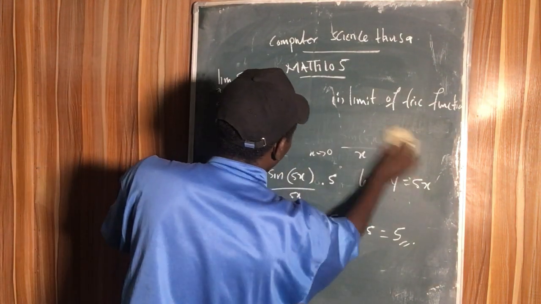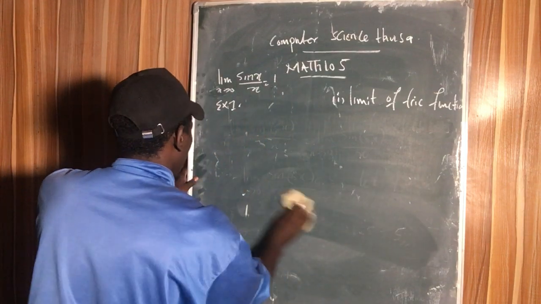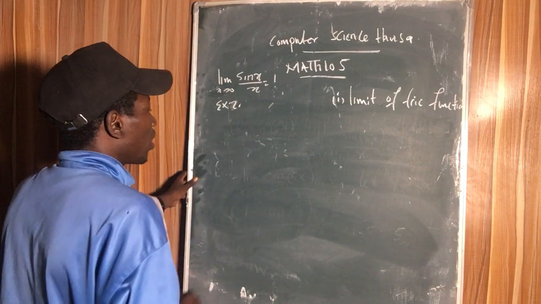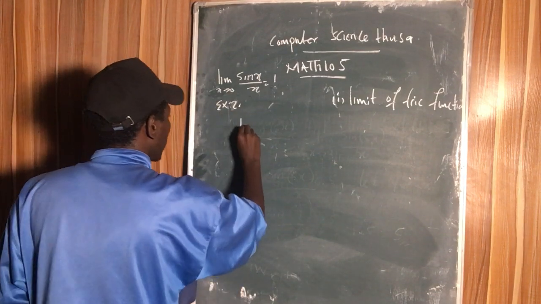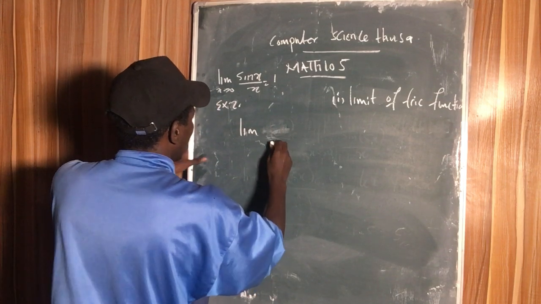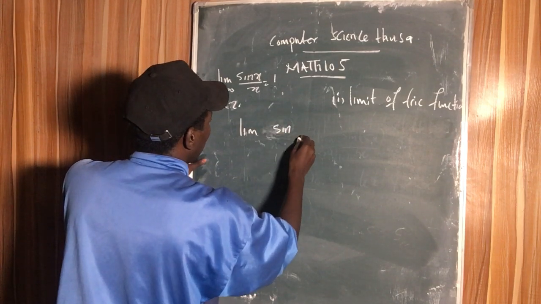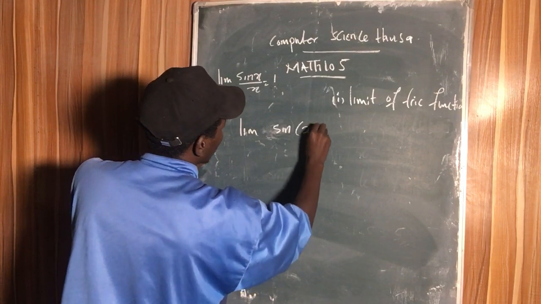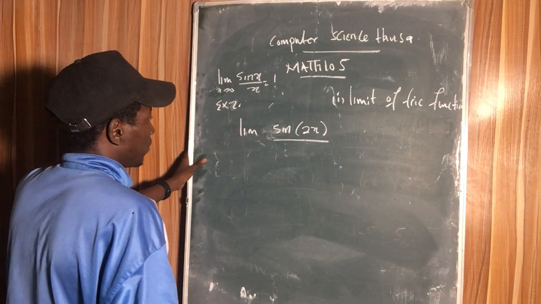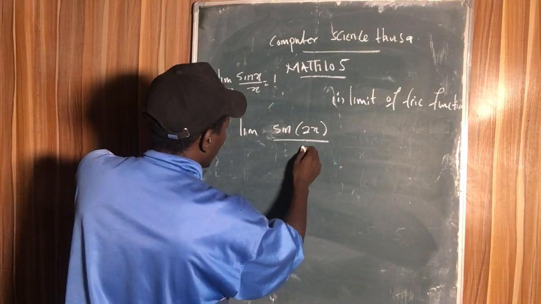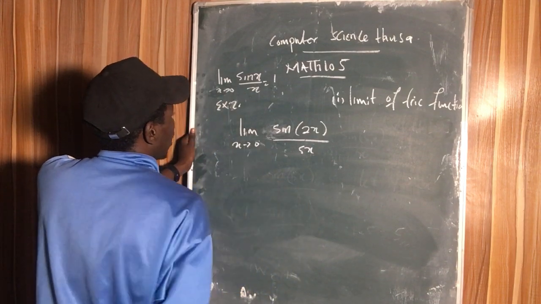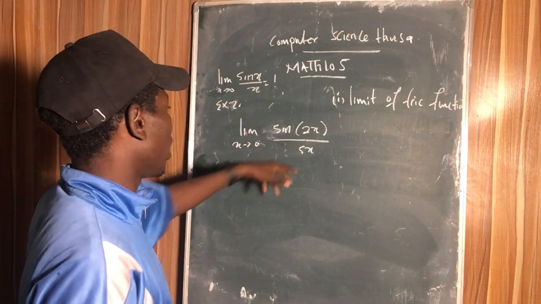So let's move to example number 2. Now they ask us the limit of sine, let's try tan here. Okay, sine 2x all over 5, let's say all over 5x, right? As x tends to 0. So until we name the limit of 1 as x tends to 0.